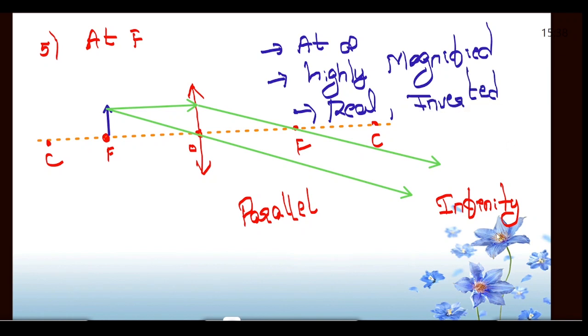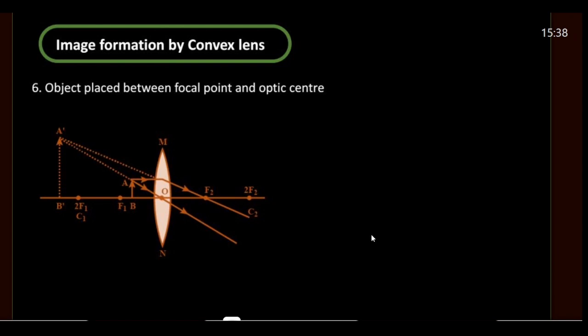Okay, we can expect an inverted image in this case. And the final case is when we place the object at less than the focal length, that is, between the focus and the optical center. In this case, we will get diverged rays. So here the refracted rays are diverging.